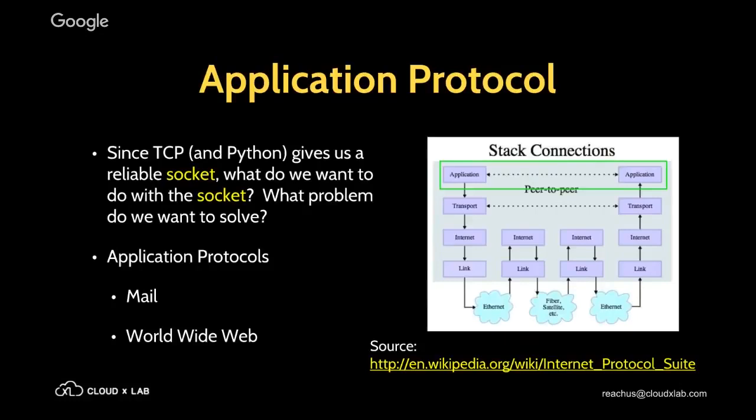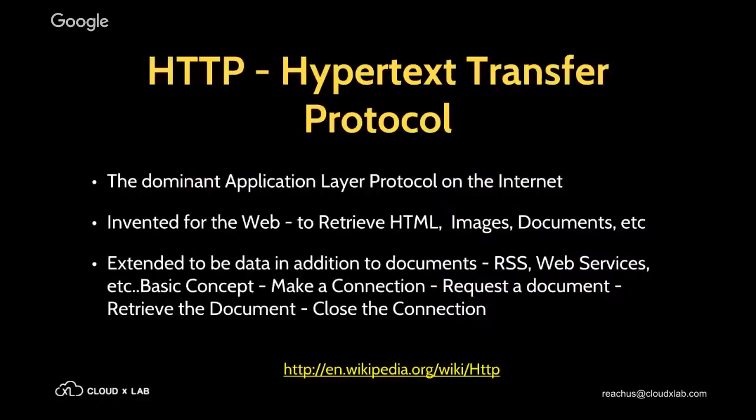Now, since TCP and Python give us such a reliable socket, what do we want to do with the socket? What problem are we trying to solve? The various application protocols such as WWW and mail all use the same TCP connection, or HTTP. HTTP is Hypertext Transfer Protocol. It's basically the one which serves the website. HTTP was initially invented so that when the user requests, the server would give HTML and images and documents, etc.